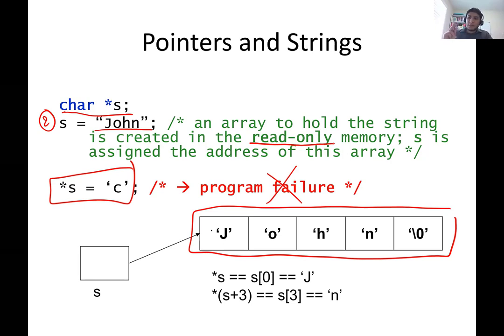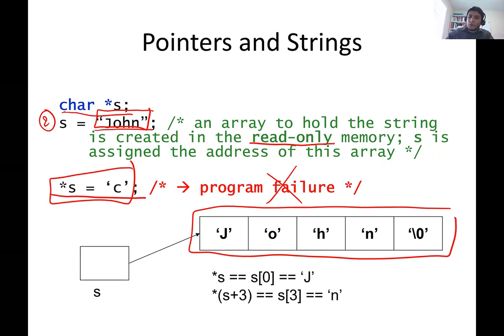So to summarize two things: generally, don't use a pointer to declare an array, because it will give you a syntax error, not allowed anyway. If you talk about strings like this, the special rule is it's going to be allowed, but it's going to be a constant or read-only string, which means you cannot modify its elements using dereferencing.